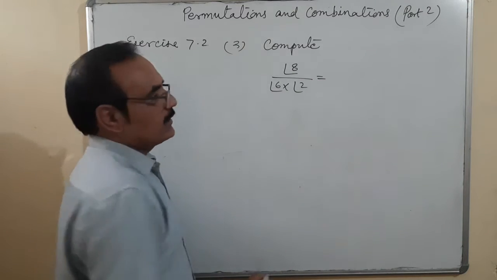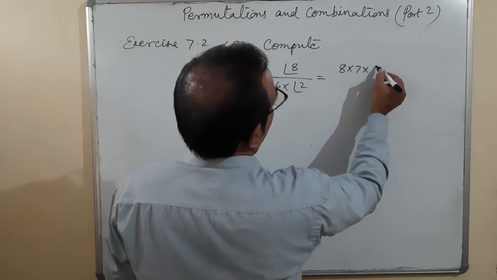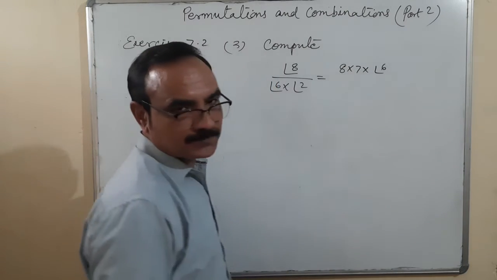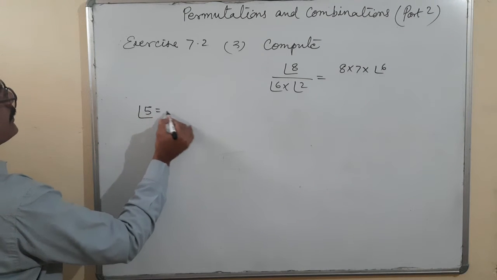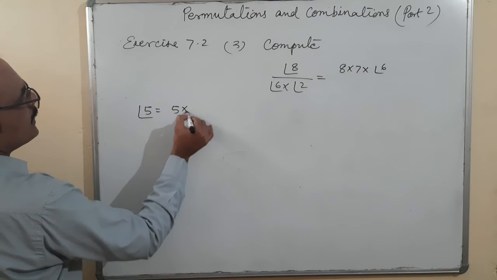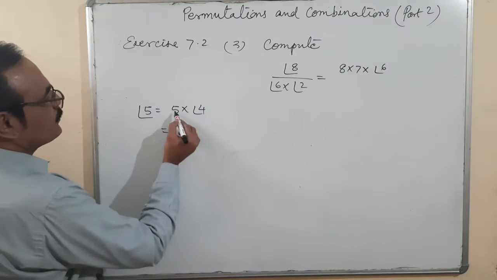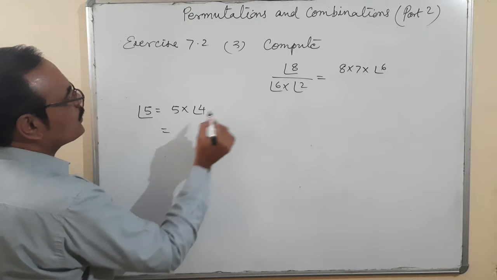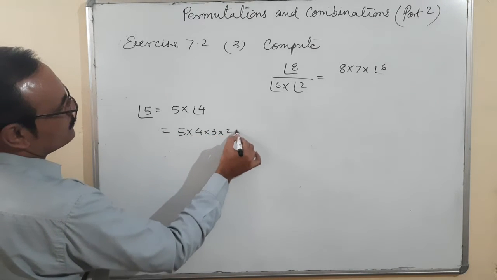Factorial 8. 8 can be written 8 into 7 into factorial 6. I'll tell you one thing. Factorial 5, suppose you want to write, may I write 5 multiplied by factorial 4? Because it has the same meaning: 5 into 4 into 3 into 2 into 1.